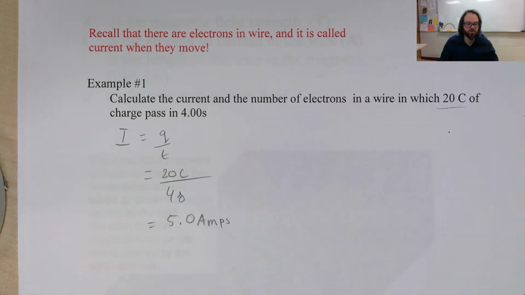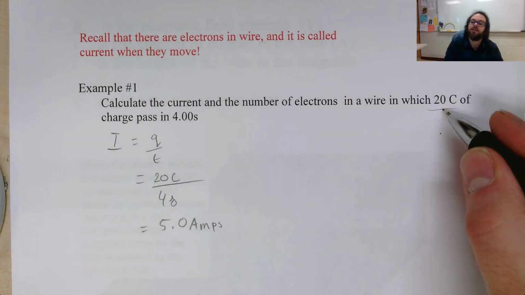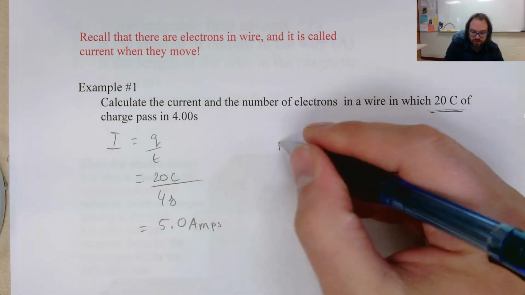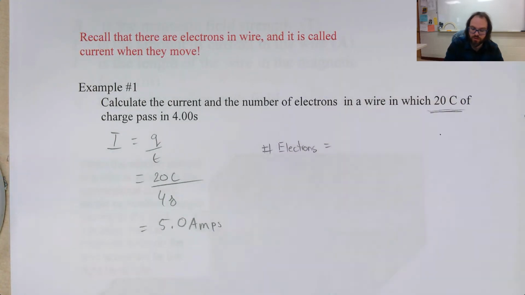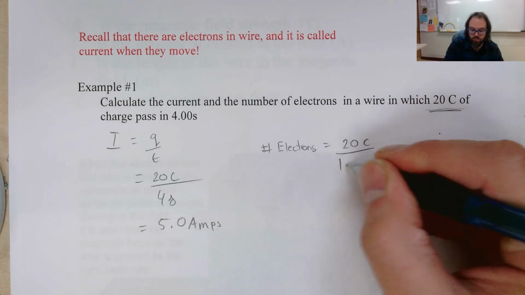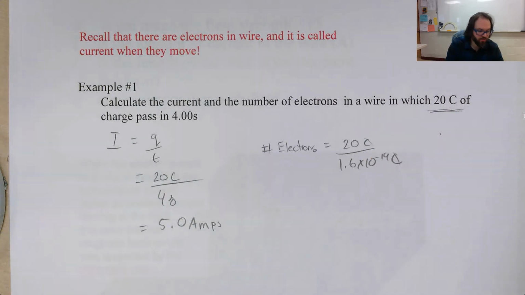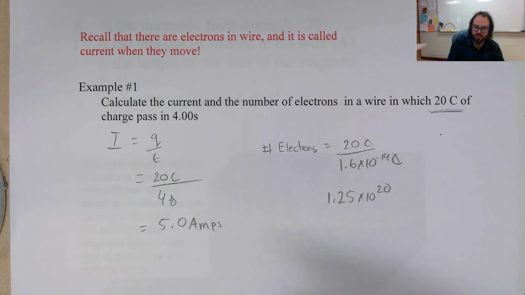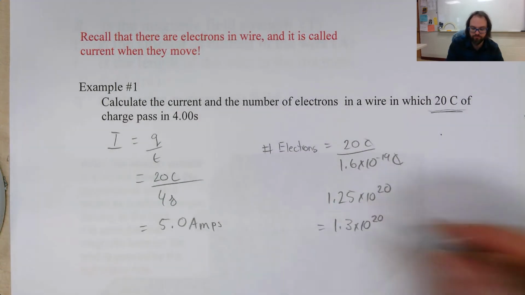Next, we're going to find the amount of electrons. We know the charge of an electron is 1.6 times 10 to the negative 19 coulombs, and we know we have 20 coulombs. So we're just going to cancel out our units of coulombs to figure out how many electrons there are. My electrons is going to equal 20 coulombs divided by 1.6 times 10 to the negative 19 coulombs. When we do that, we get 1.25 times 10 to the 20 electrons. But because of my significant digits, I'm going to have to leave that at 1.3 times 10 to the 20 electrons.